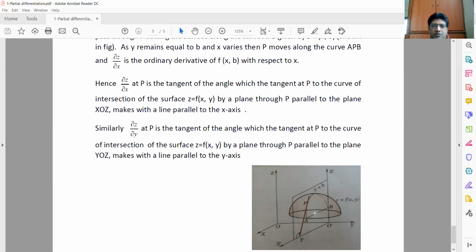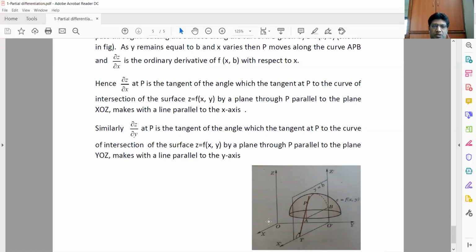And ∂z/∂x is the ordinary derivative now, because here y is not changing, it is depending only on x, and it looks like an ordinary derivative. So hence ∂z/∂x at this point P is the tangent of the angle which the tangent at P to the curve of intersection of the surface z equals f of xy by a plane parallel to the plane xz makes with a line parallel to the x-axis. So that is the meaning of ∂z/∂x.